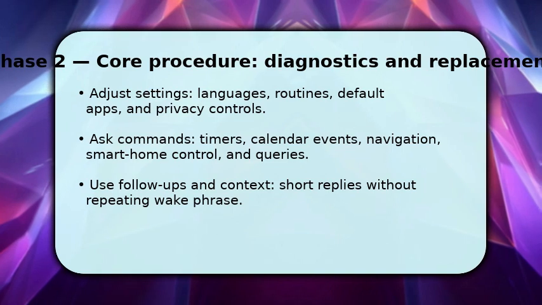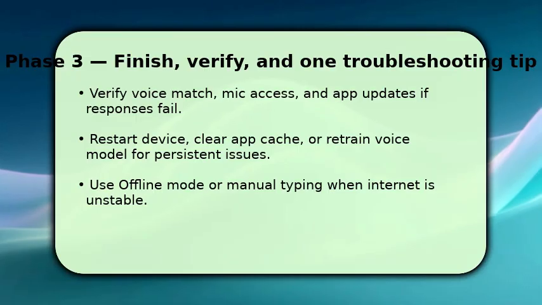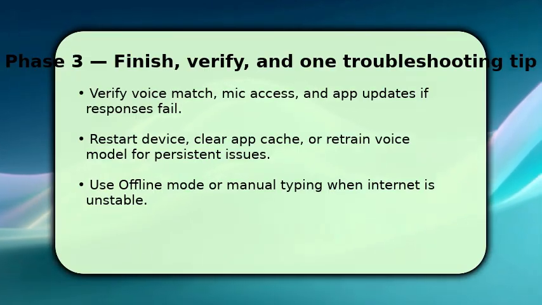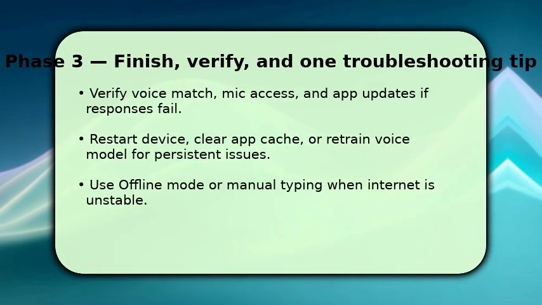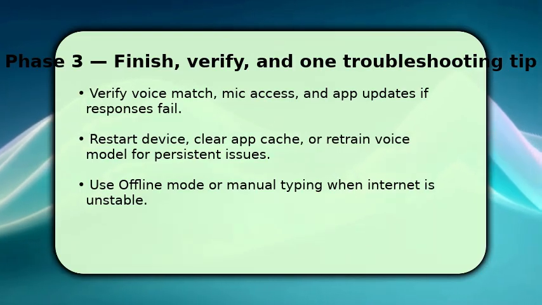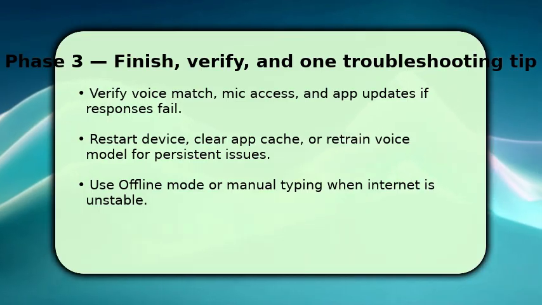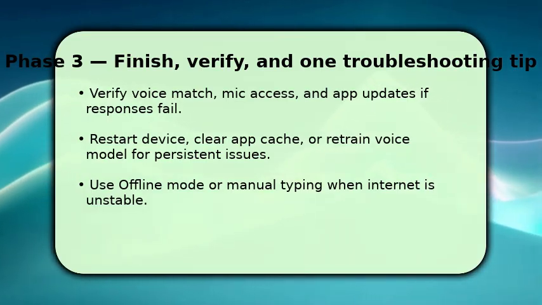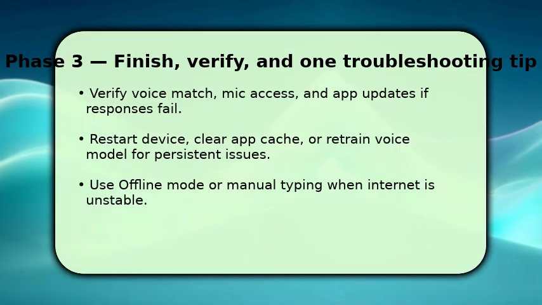To finish, validate settings, confirm voice match, microphone access, and that the Google app is updated. These stop most problems. If something still fails, restart your device, clear the app cache, or retrain the voice model to improve recognition. When internet is unreliable, switch to offline features or type queries in the Assistant app to maintain control. One key troubleshooting tip: if the assistant consistently mishears you, retrain voice match.